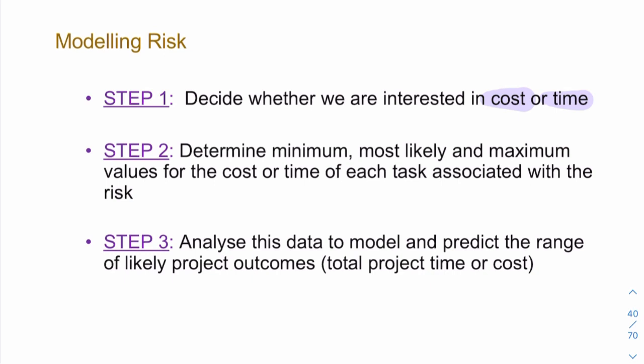So we need to look at three things: the minimum, the most likely, and the maximum. So you will have already looked at this before when looking at the optimistic time, pessimistic time, and the most likely. And the same here, for the cost or time, we're going to be looking at either the minimum, maximum, or the most likely. And then we'll do some kind of numerical modeling. We're not going to do much in this module, but it's important that you understand how and why these things happen.